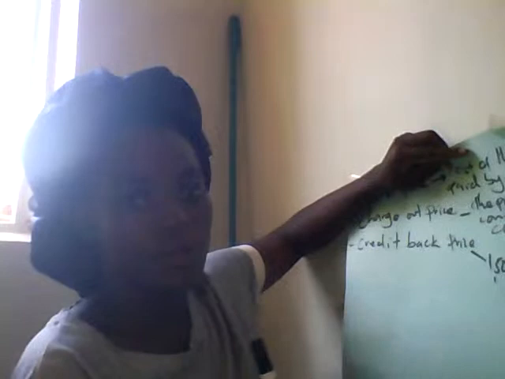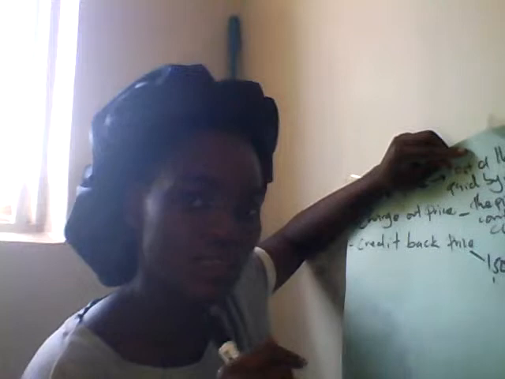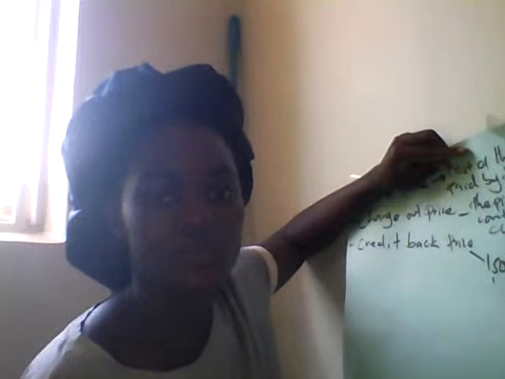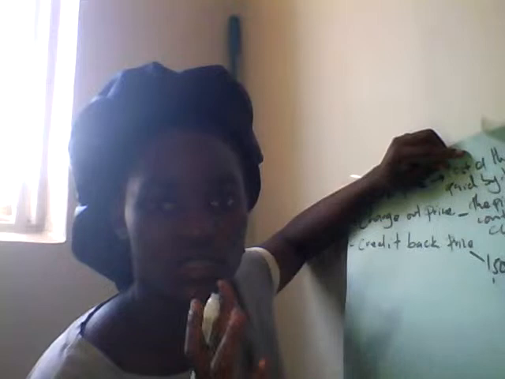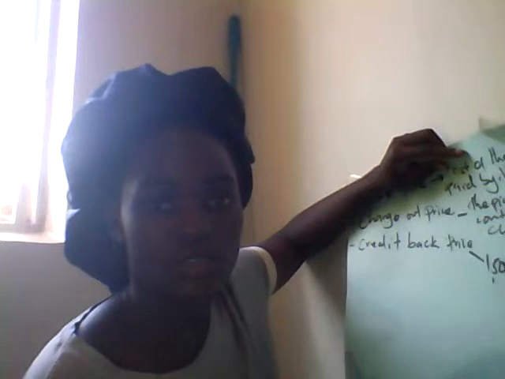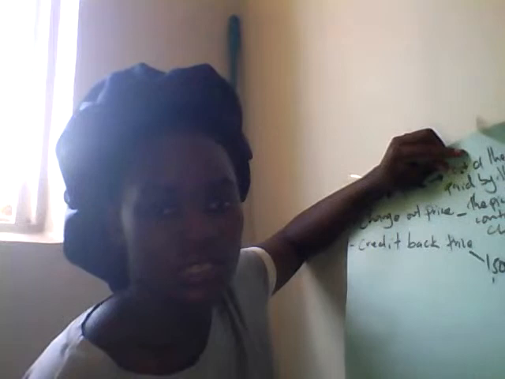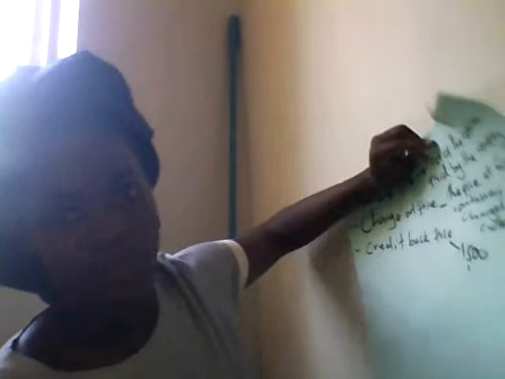So the 1,500 credit back price is the money that is given back to the customers when they return the containers, and the containers are still in good condition, and they have to return them within the specified period. A company can say, you're supposed to return our containers within 2 months. If you go beyond 2 months, we shall consider that you will not return them, that you retain them for yourself. So the credit back price is the price given back to the customers when they return the containers in good condition within the specified period.